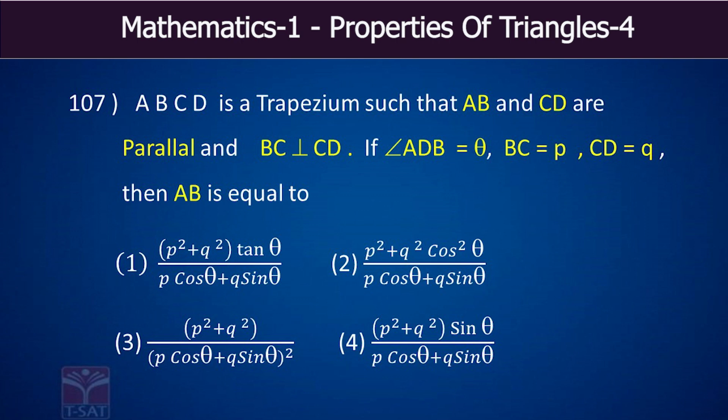ABCD is a trapezium such that AB and CD are parallel and BC is perpendicular to CD.